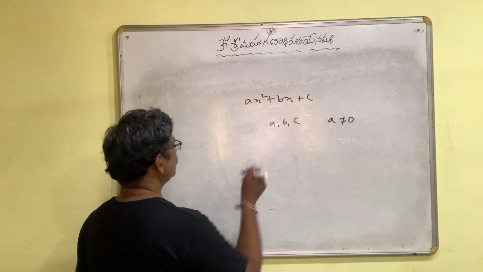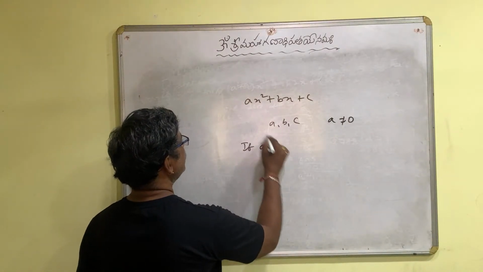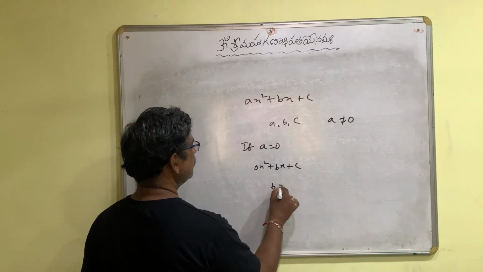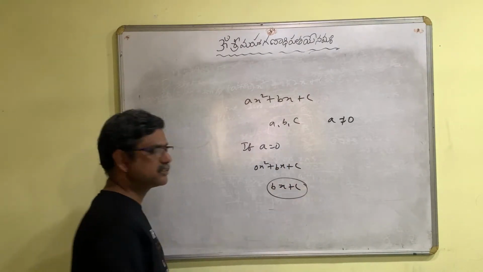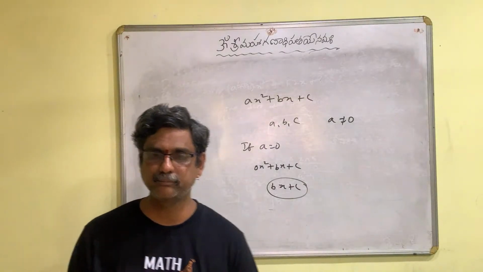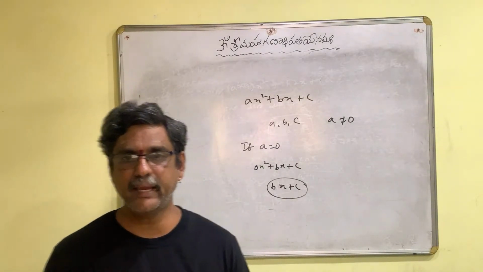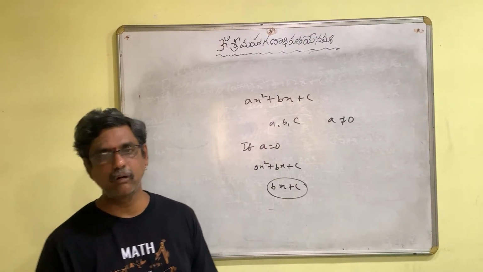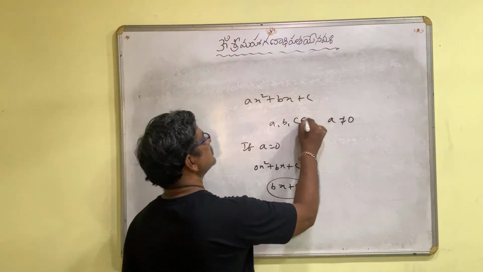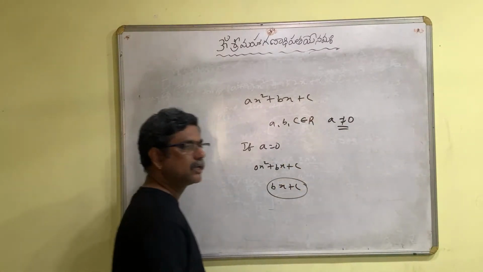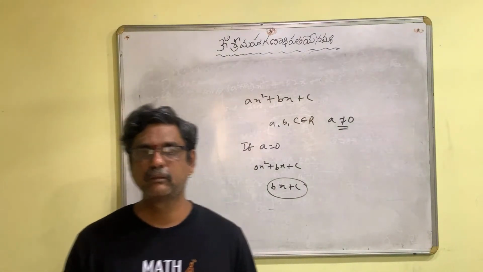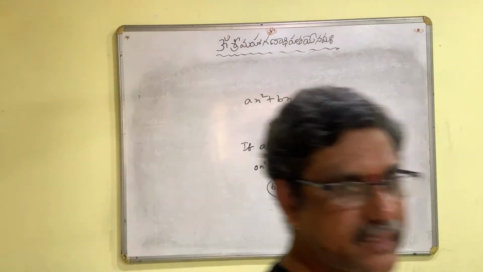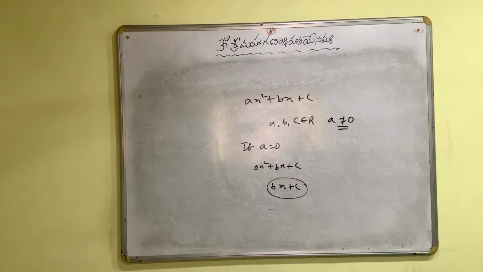What happens if a is 0? If a is 0, 0x square plus bx plus c, then we will be remaining with bx plus c, which is not a quadratic polynomial. We can call it a linear polynomial. So, a, b, c are real numbers and a is not equal to 0. Okay? Now, go ahead with the second question, children.